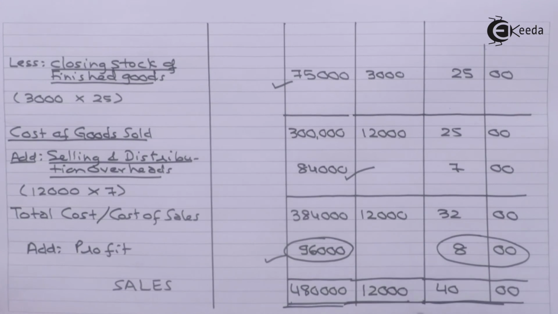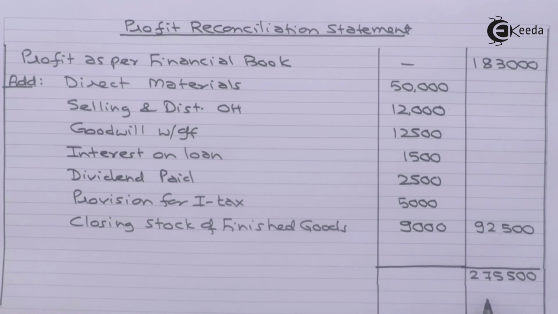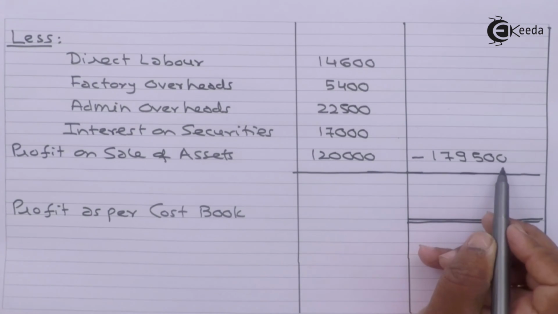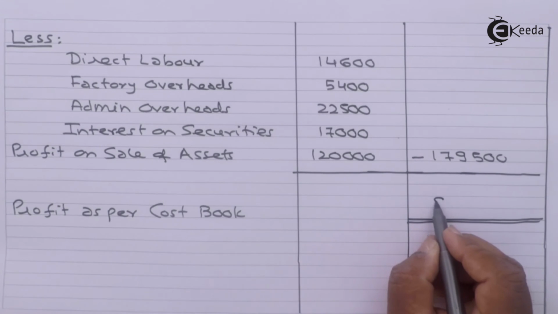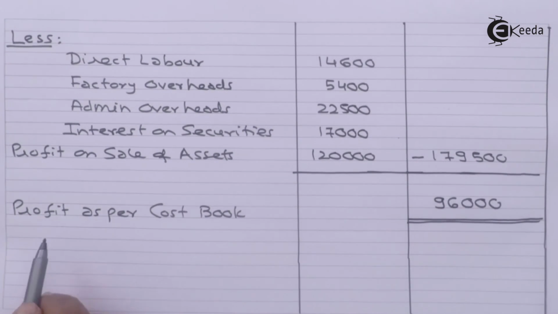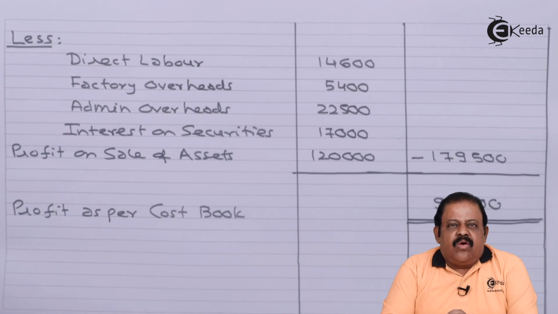Profit as per cost book is 96,000. Here we are getting total 2,75,500. From this, if we deduct 1,79,500, finally we arrive at figure 96,000. That is profit as per cost book. In this question, we have learned how to calculate direct material consumption as per profit and loss account so that it can be compared properly with the cost book items.